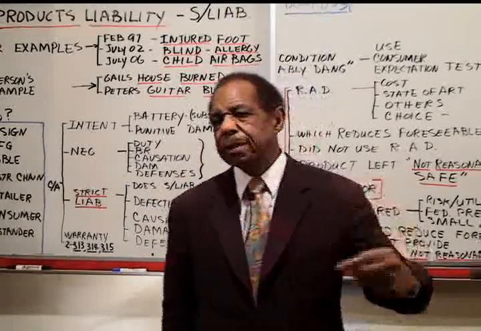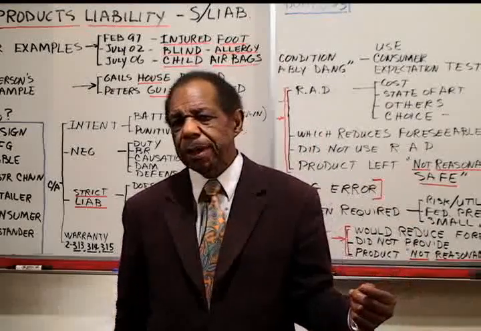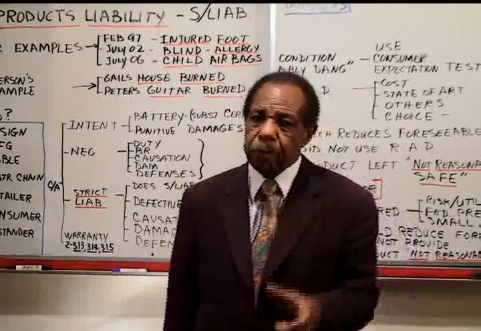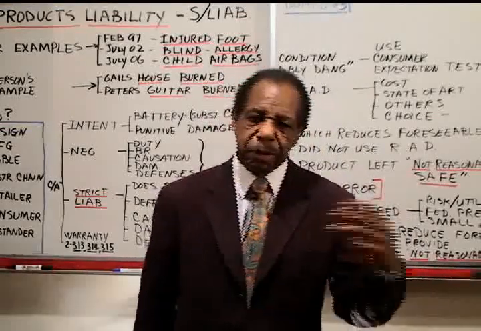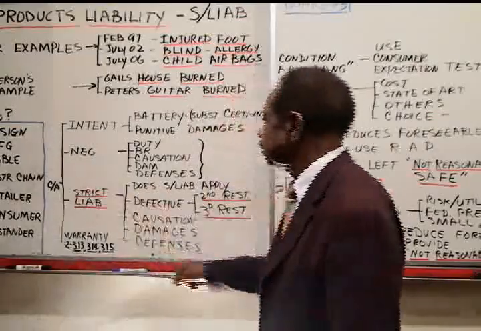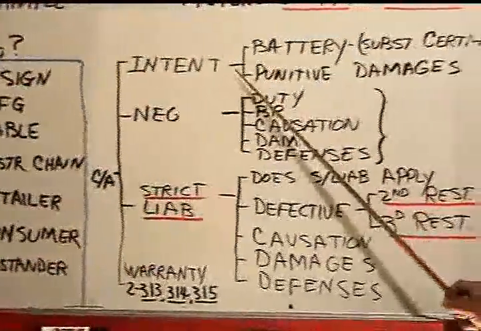In the case of Gail's house, Gail didn't buy the car. Her house got burned down, but Peter bought the car. And so it's not always the person who bought the item that got injured. It could be a bystander, a family member, or someone of that sort. So this is a commercial chain of distribution.